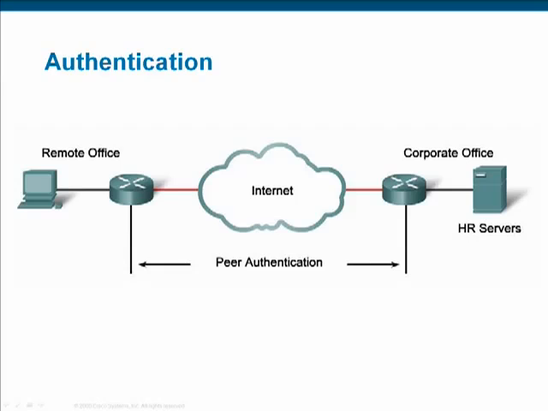Authentication mechanisms serve to ensure that only authorized senders and devices enter the network. This is achieved by passwords, digital certificates, smart cards, and biometrics. In this diagram, the two routers that serve as the VPN endpoints authenticate with each other to ensure that data passed between them is secure.